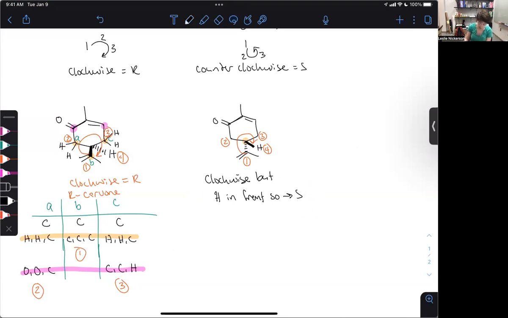Okay, so the last thing that we need to talk about here with R and S is what you need to do when your H is not on a wedge or a dash.